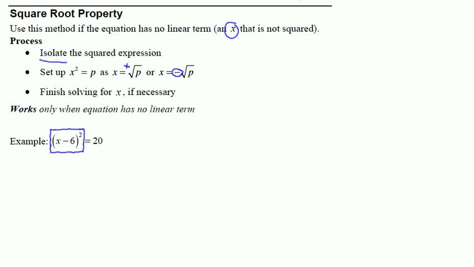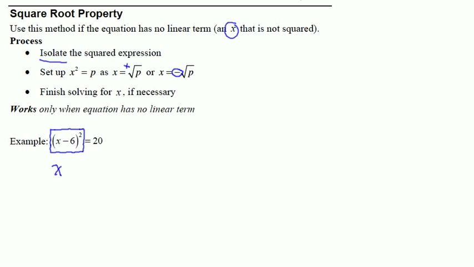So instead of x squared equals p, we would have x equals the positive square root of p, or x equals the negative square root of p. It's very important for us to remember to always include both the positive and negative square roots. Then we finish solving for x if necessary. So let's go ahead and try that on this example.